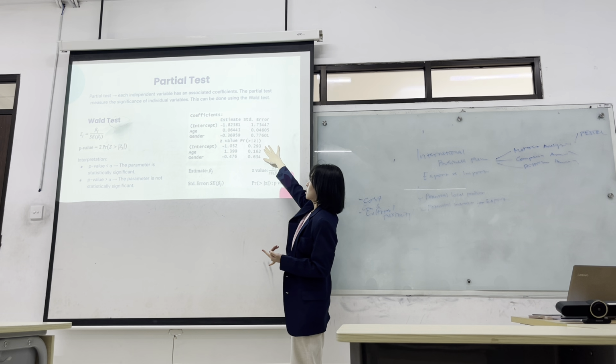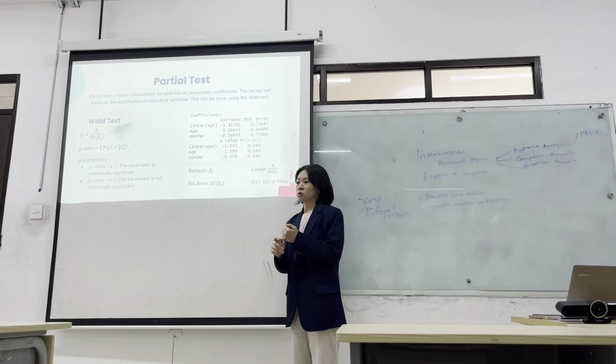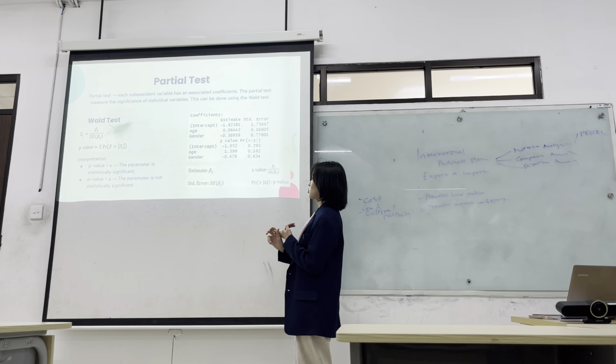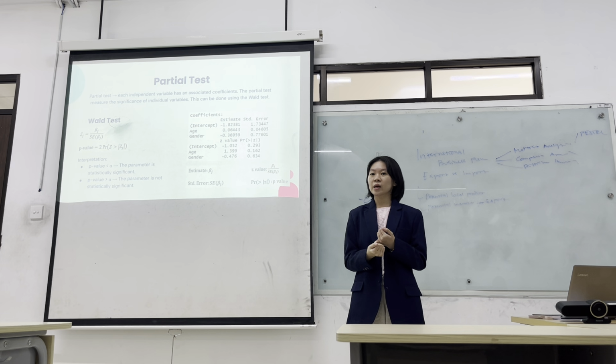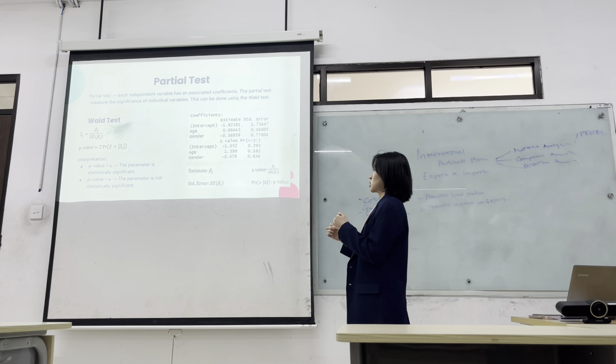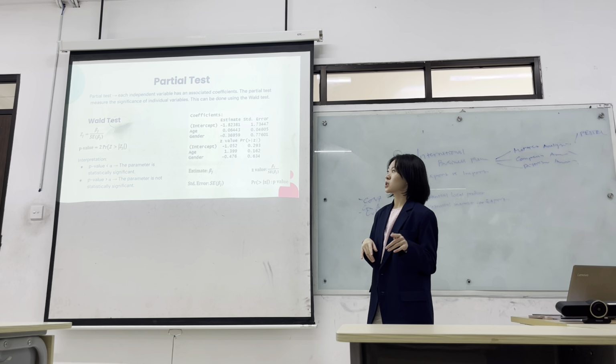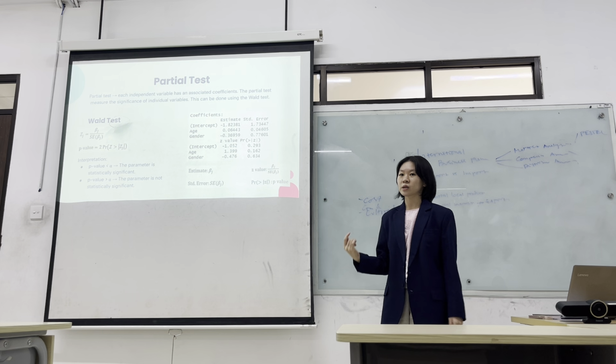So if you can see here, all the p-values are larger than 0.05, and the variables age and gender do not significantly influence the occurrence of hypertension.